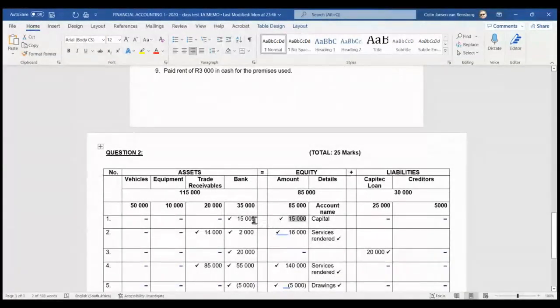Okay, you've already all correctly identified this. Bank will increase by 15,000, so that's a positive. It will not affect any of the other accounts. So we've put in dashes there, we've put in dashes there, and then we've also got to name the account, ladies and gentlemen.